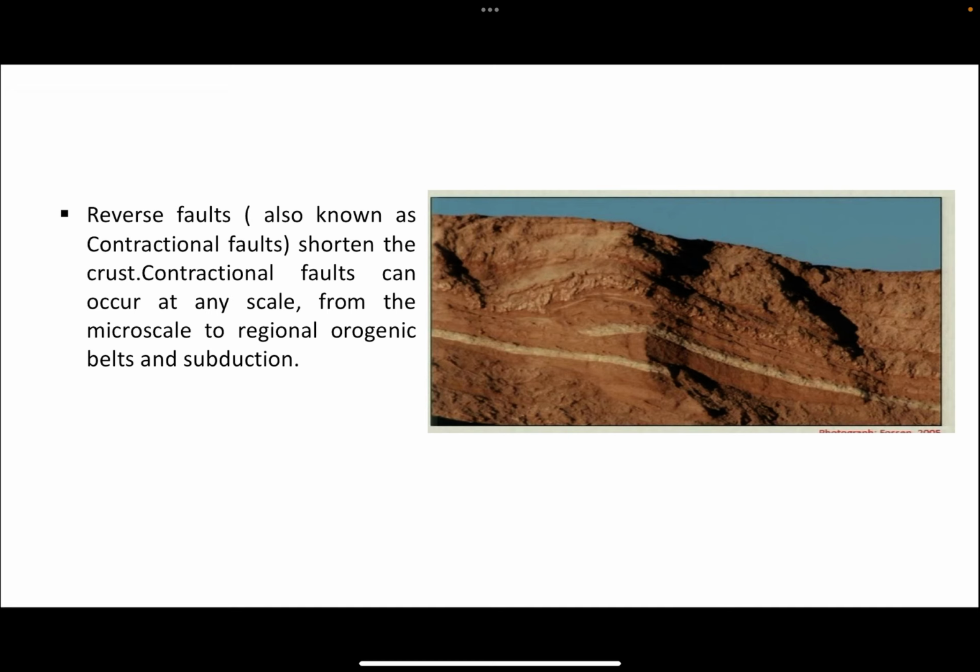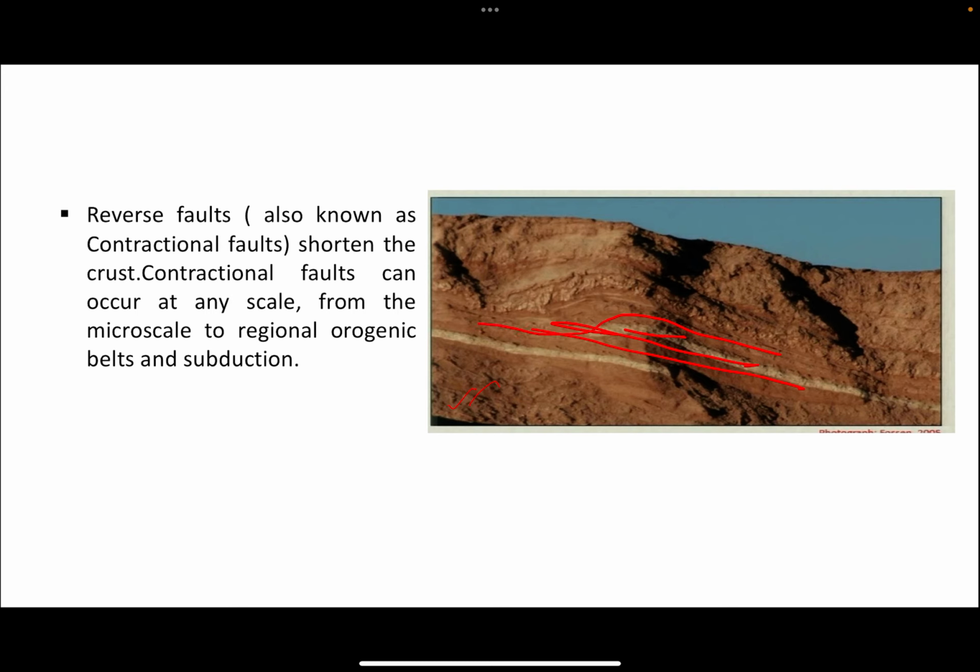A reverse fault is also known as a contractional fault, shortening the crust. Contractional faults can occur at any scale, from microscale to regional, orogenic, or subduction. In the last lecture we said reverse faults are known as contractional faults. Then we can see a fantastic image in this. Trace the fault here.